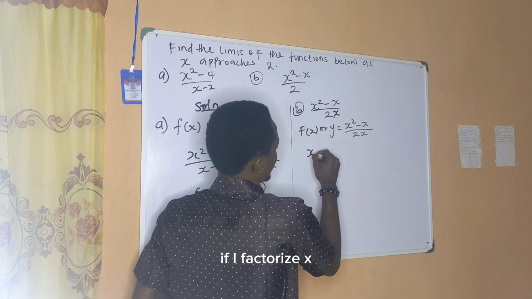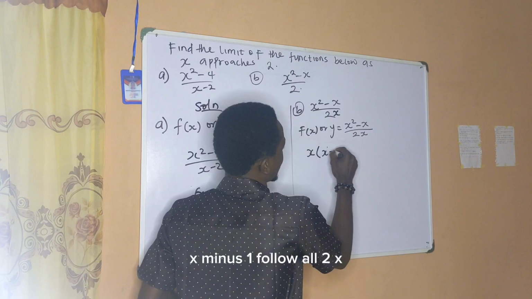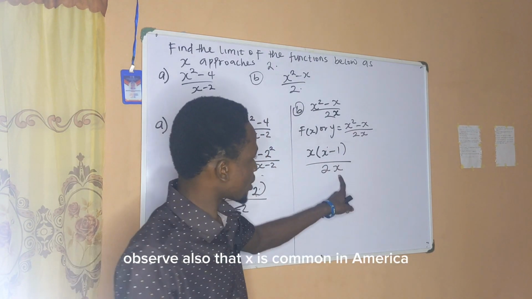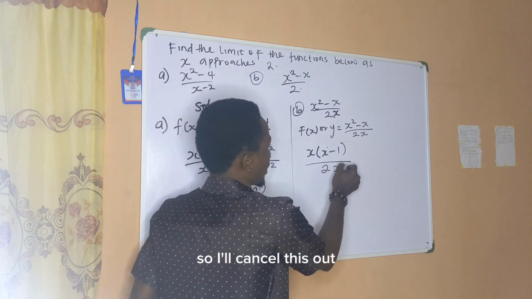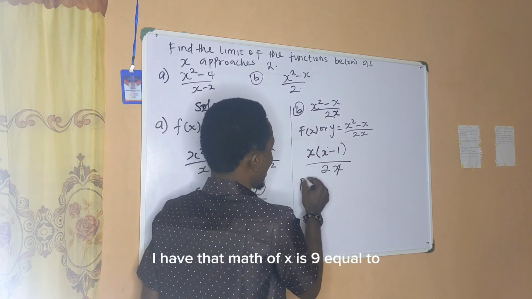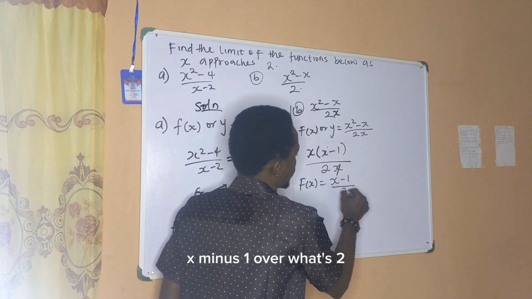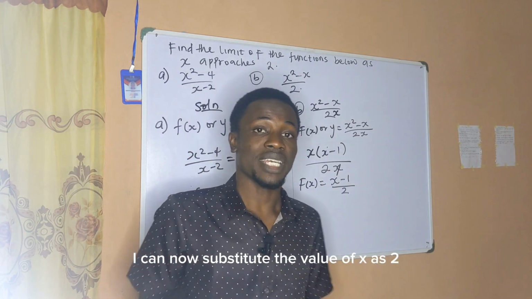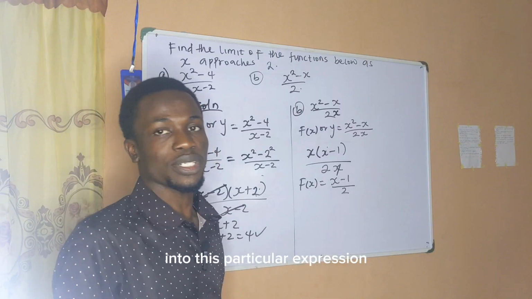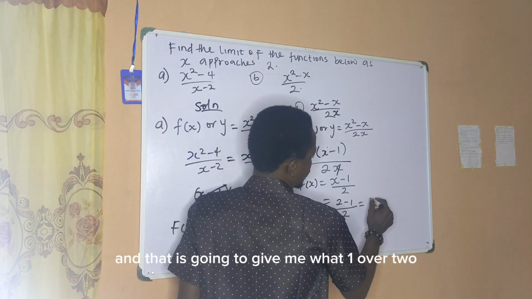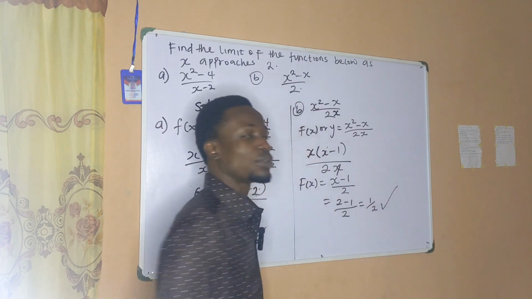If I factorize x, what I have remaining is x minus 1 all over 2x. Observe also that x is common to numerator and denominator, so I'll cancel this out. Once I do that, I have that my f of x is now equal to x minus 1 over 2. I can now substitute the value of x as 2 into this expression. If I do that, it's going to be 2 minus 1 all over 2. And that is going to give me 1 over 2. And we are done.